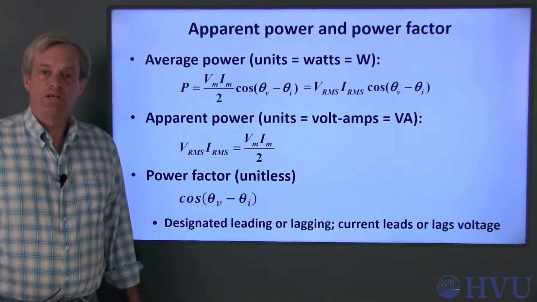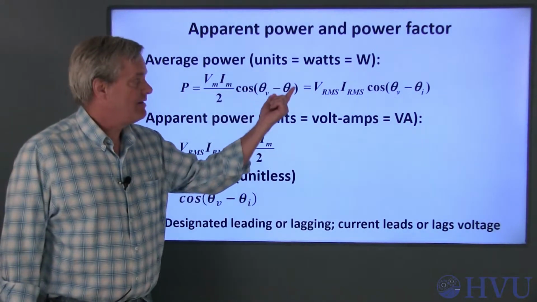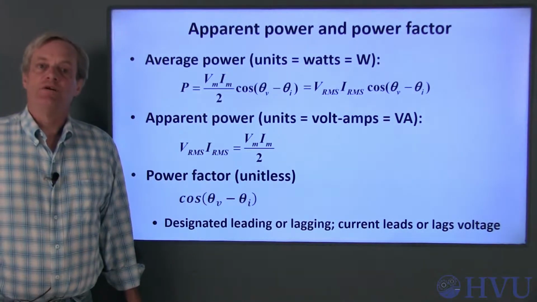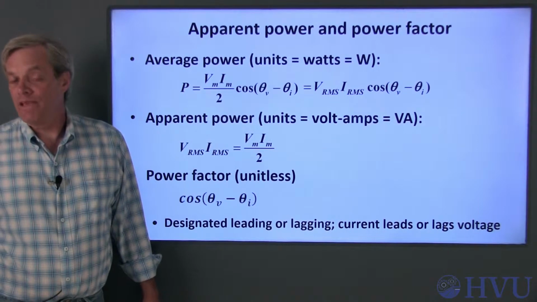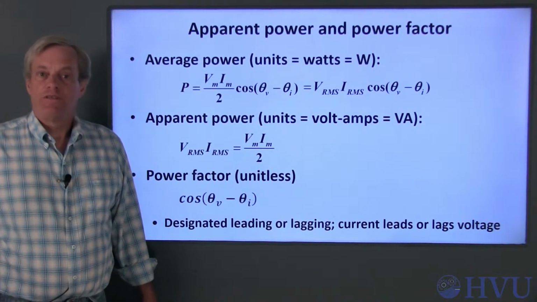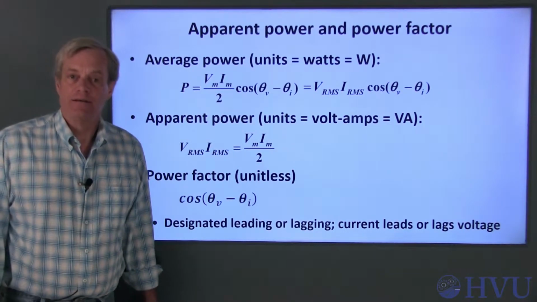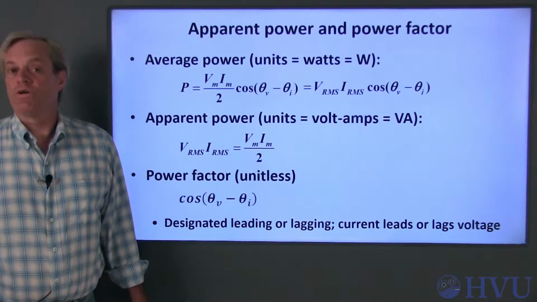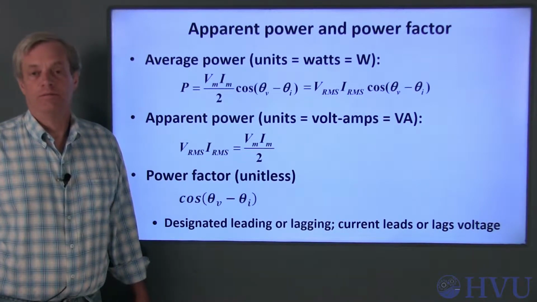The cosine of theta v minus theta I term is called the power factor, and it's unitless. Cosine is an even function, so the power factor won't provide any information about the sine of theta sub v minus theta sub I. The power factor, therefore, is denoted as being either leading or lagging to indicate the sine of theta v minus theta I. If current lags voltage, theta v minus theta I is positive, and the power factor is said to be lagging. Conversely, if theta v minus theta I is negative, the current leads the voltage and the power factor is denoted as leading.